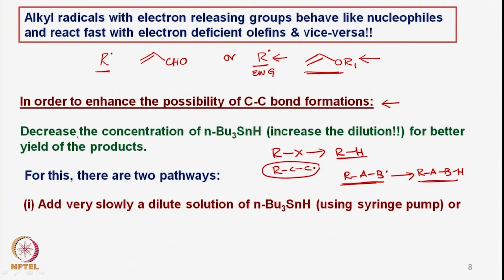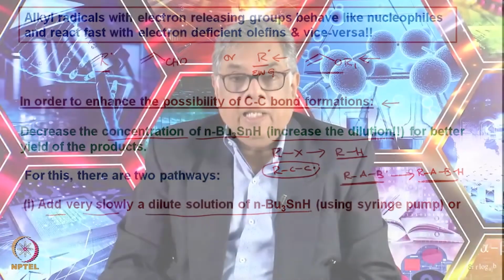For that you have to decrease the concentration of tributyltin hydride. That means decreasing the concentration, in the solution of the reaction, by increasing the dilution. If we increase the dilution, the concentration of tributyltin hydride has decreased. Now for this there are two pathways. One is to add a dilute solution of tributyltin hydride very slowly. That means at a particular time the amount of tributyltin hydride present in the reaction should be as little as possible, and this is done using a syringe pump.